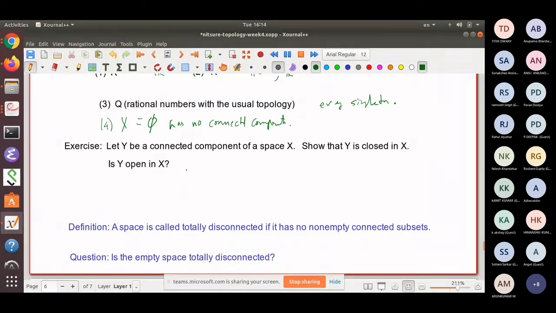So here you think of X equal to Q and Y equal to a point. So it's a connected component of Q. Every point is a connected component of which point? It has to be some particular point.